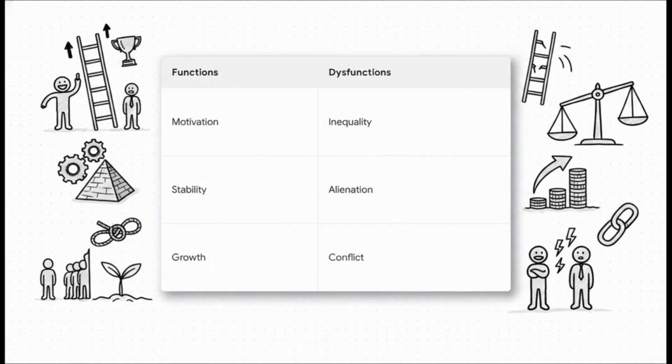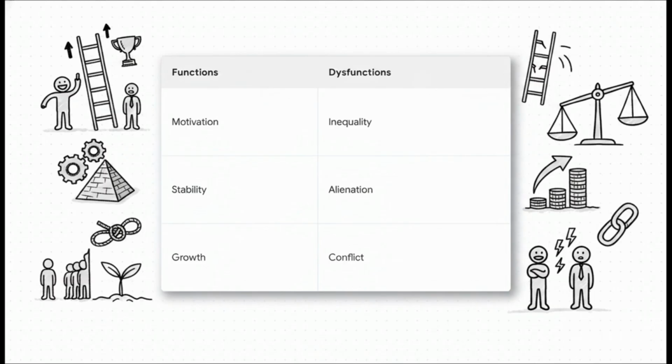Critics point out that this exact same system creates massive, crushing inequality. It breeds discrimination and leads to intense social alienation. And perhaps the most tragic dysfunction of all, the underutilization of talent. Think about it. How many brilliant minds, potential life-saving doctors or revolutionary engineers are stuck at the bottom rung of the ladder and might never get the chance to shine simply because of where they were born?